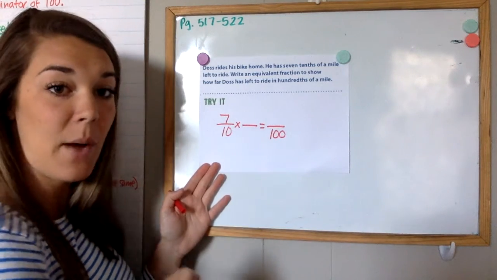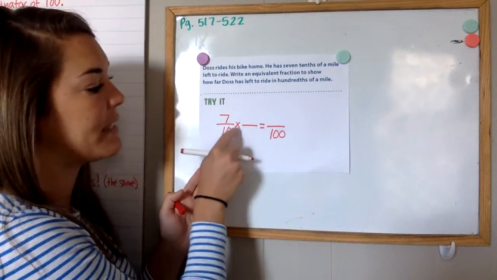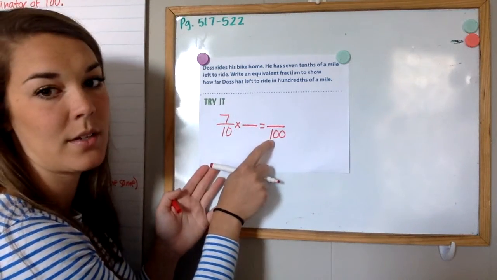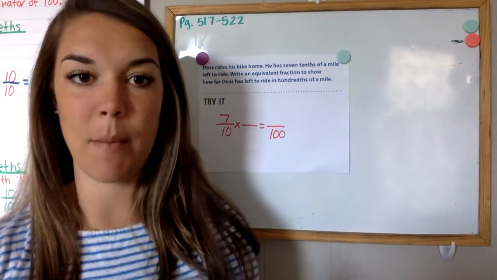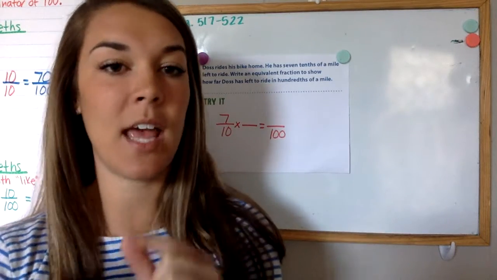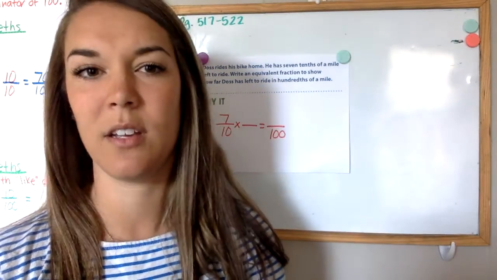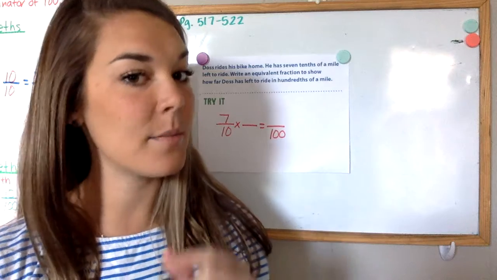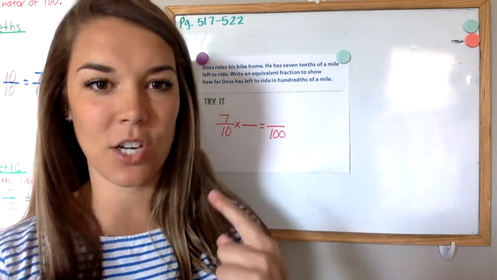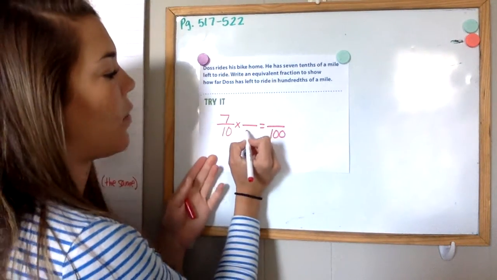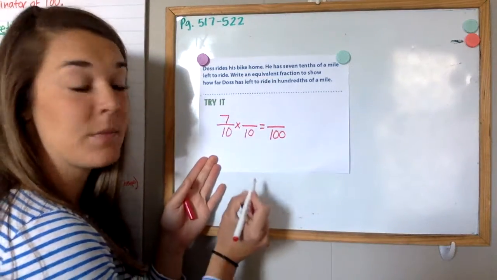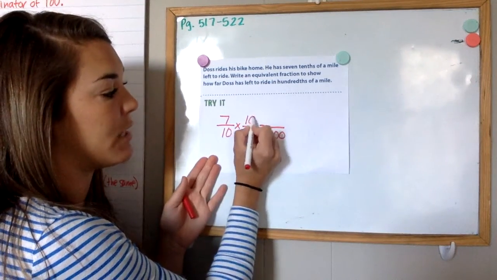Okay? So now I need to solve my puzzle. 10 times what is 100? I want everyone to memorize 10 times 10 is 100. Okay? Everyone should know that. 10 times 10 is 100. Say it to yourself a few times. So I know 10 has to go here. Whatever I do to the bottom, I must do to the top.